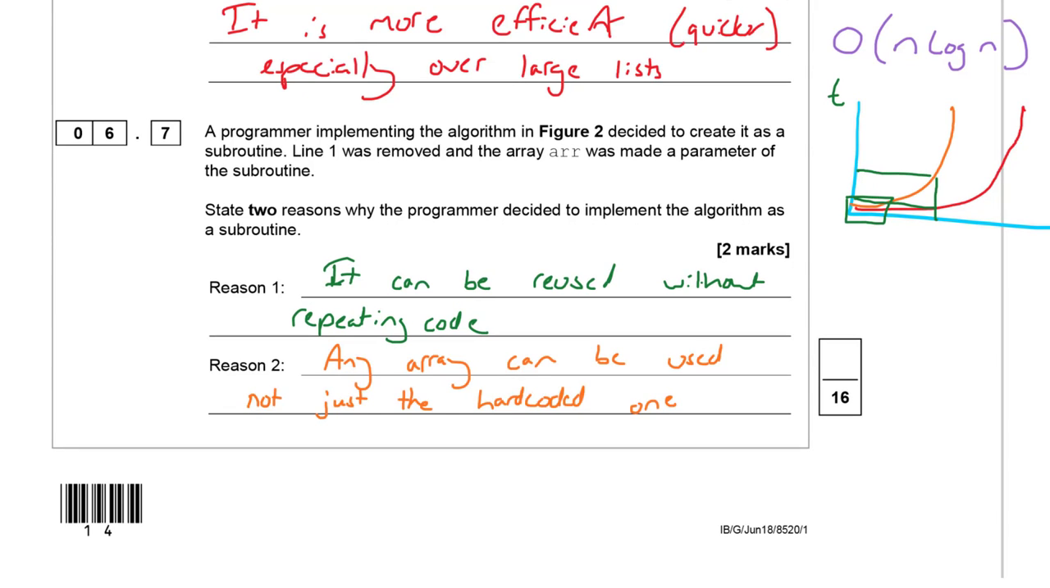Other reasons include testing. It's easier to test your code and find errors if you have less repeated code. Also, things like abstraction. You don't have to understand what's going on inside the subroutine. All you have to do is understand its input and its output. So you know you're going to pass in an array and you're going to get out a sorted array. You don't particularly care what sorting method it uses, whether it uses merge sort or bubble sort. So that's removing some complexity from your problem.